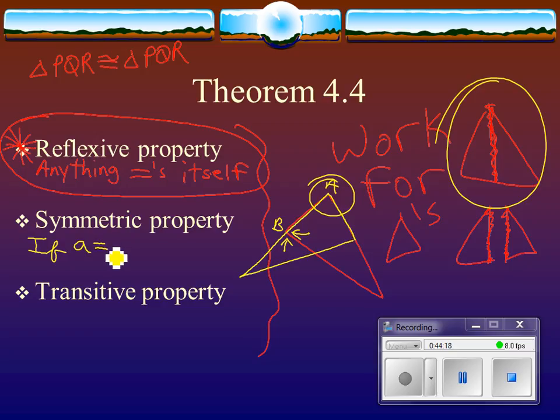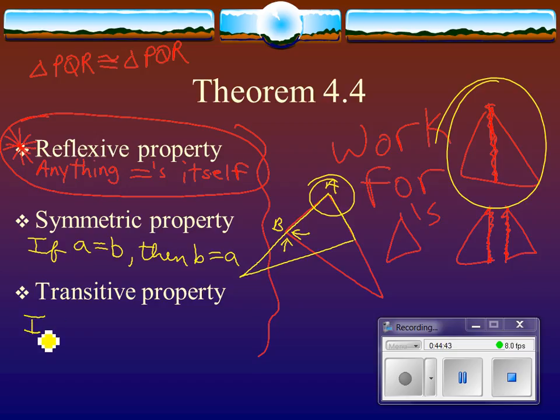If A equals B, then B equals A. It just flips it around. All right? So if we were dealing with triangles, this would just say the first triangle equals the second triangle. Then we know the second triangle also equals the first triangle.